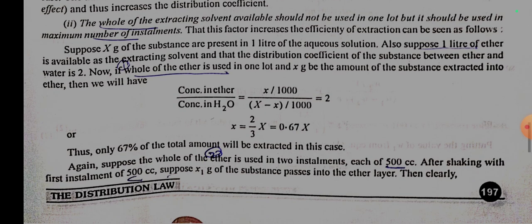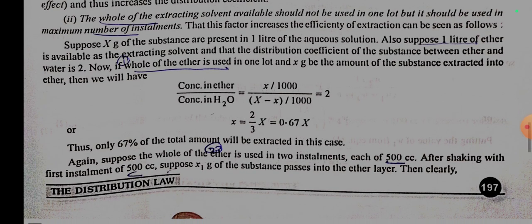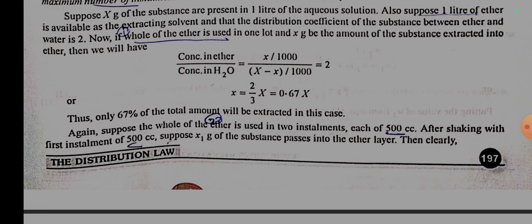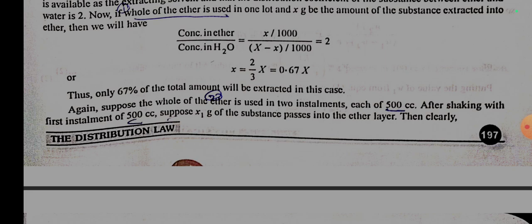Suppose X gram of the substance are present in 1 liter of the aqueous solution. Also suppose 1 liter of ether is available as the extracting solvent and that the distribution coefficient of the substance between ether and water is 2. Now if the whole of the ether is used in one lot and x gram is the amount of the substance extracted into ether, then we will have concentration in ether upon concentration in H2O is equal to x upon 1000 upon X minus x upon 1000 is equal to 2. Small x is equal to 0.67 X, or thus only 67% of total amount will be extracted in this case.